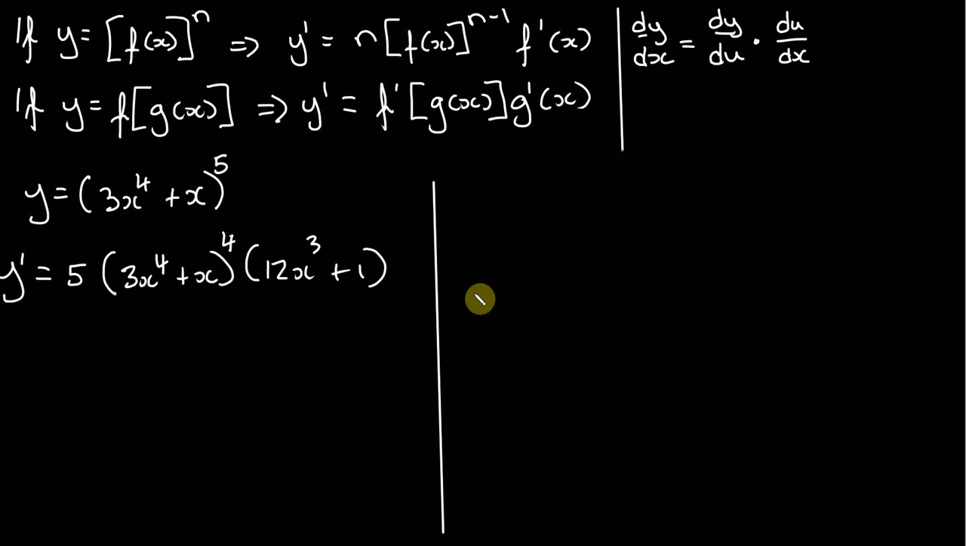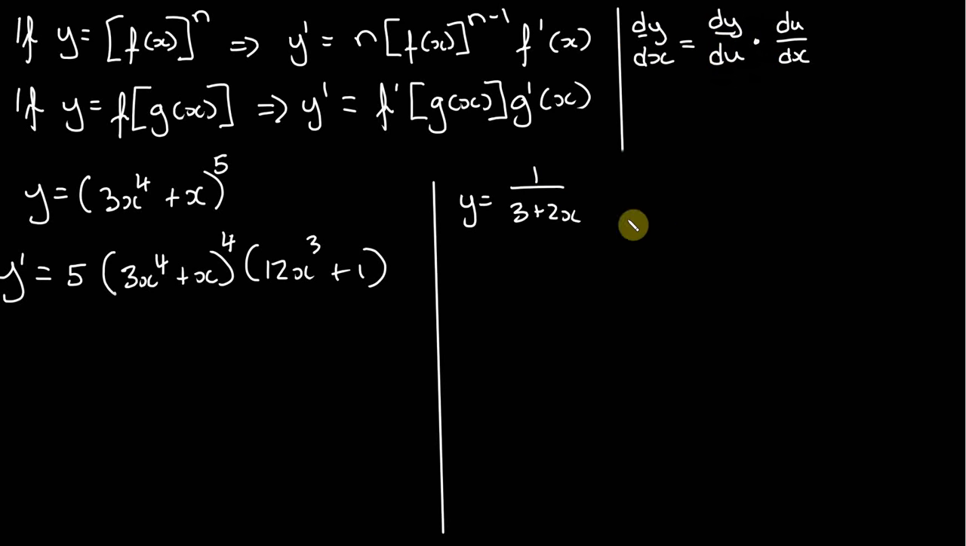Let's say we're given y equals 1 over 3 plus 2x. Let's think through this. We know we have to find the derivative here, and let's think about it using the chain rule with this form of the chain rule.